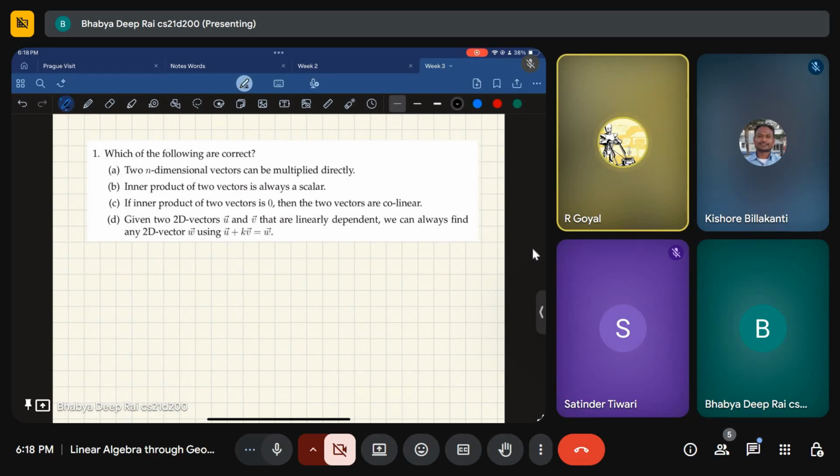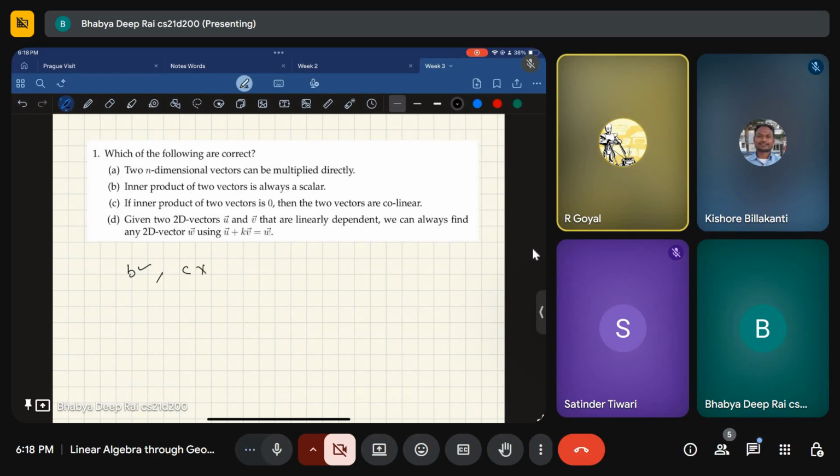So B is correct. The inner product would always be a scalar. C is not correct, because if the inner product of the two vectors is 0, then it shows that both the vectors are perpendicular.